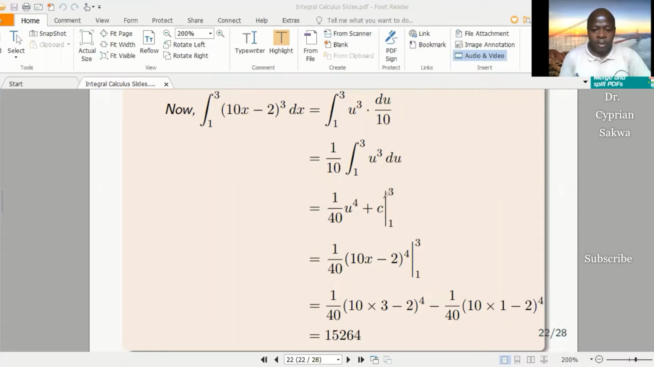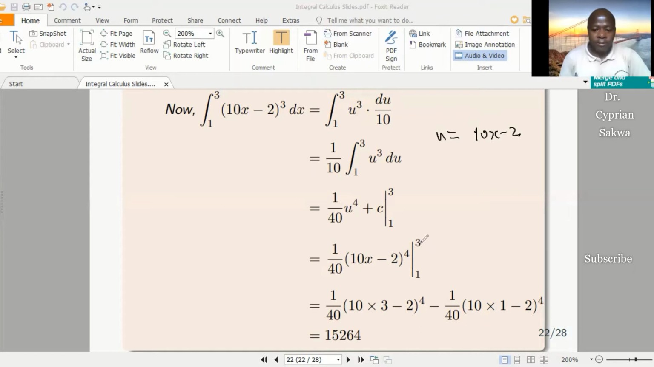But this is very important: you don't reach here and put the limits, that is, say this is 3 raised to 4. You have to first of all get rid of u, substitute the u back with its equivalent. And the equivalent of u, again, we said at the beginning that u was equal to 10x minus 2. So you must bring it back.